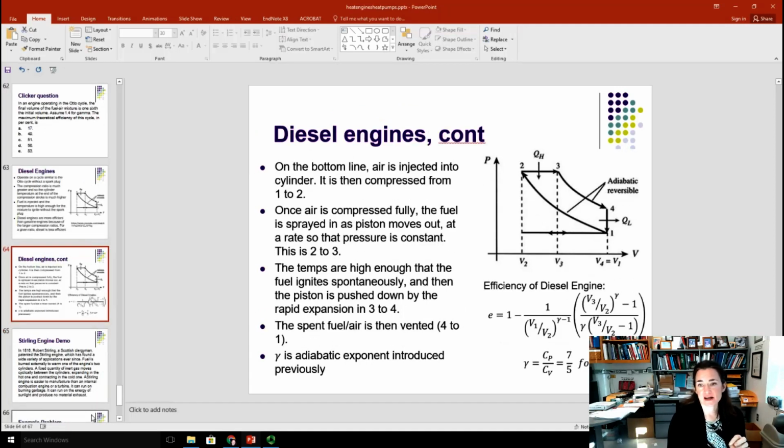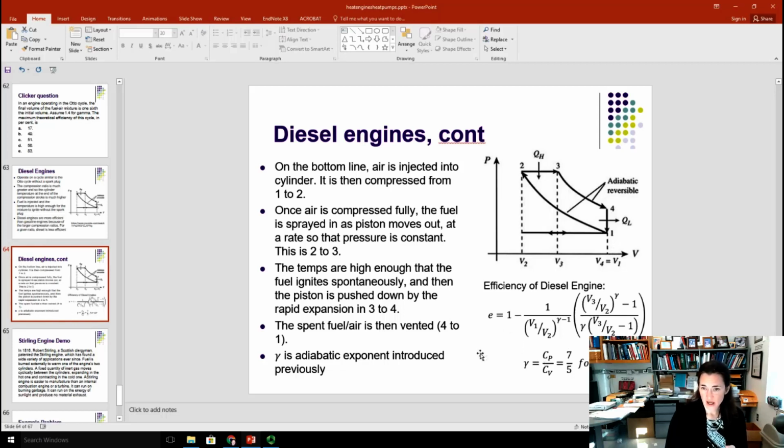Okay, so what happens there is that along this bottom line, kind of pre-step 1, air is injected into the cylinder, and then it's compressed from step 1 to 2. Once the air is compressed fully, then the fuel is sprayed in as the piston moves out at a rate so that the pressure is constant. That's step 2 to 3. At that point, the temperatures are high enough that the fuel ignites spontaneously, and then you have your power stroke, where the piston is pushed down by the exploding fuel, which has a rapid expansion from 3 to 4. And then the spent fuel-air is vented, which is step 4 to 1.